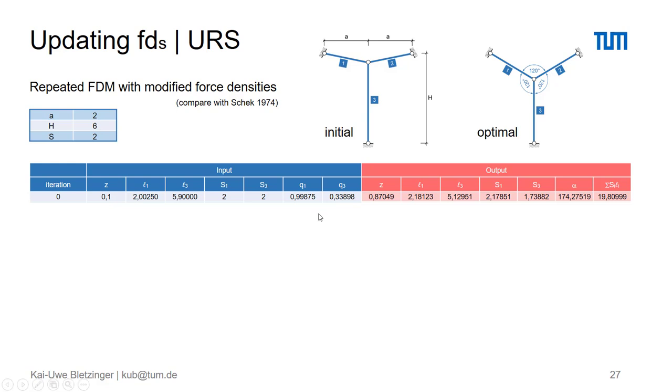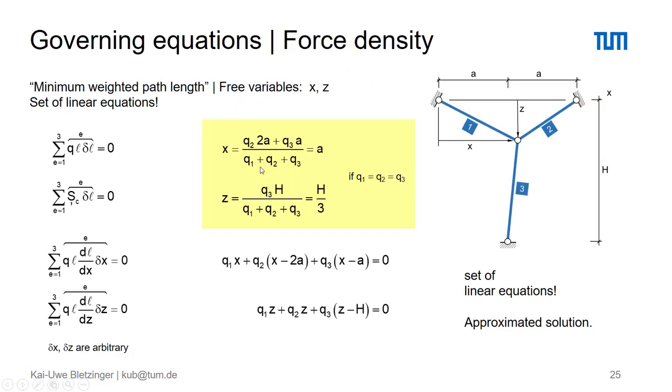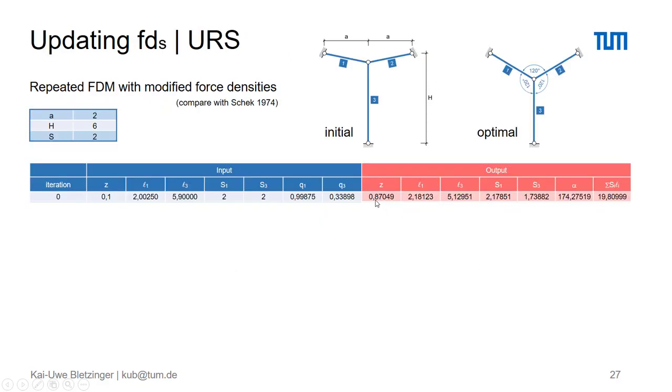So now we start the force density method with these force densities, substituting this data into these two equations. Now we have the force densities given. Q1 is equal to Q2. A and H are also given. With this data, we are now at Z equal to 0.87, from which we can determine the length L1 and L3 after this first step with force density. Multiplying this actual length with the given force densities, we receive the forces as output of this force density step.